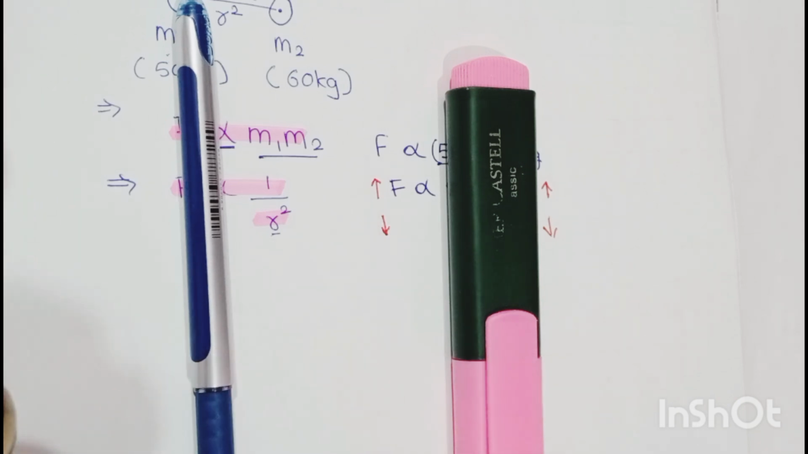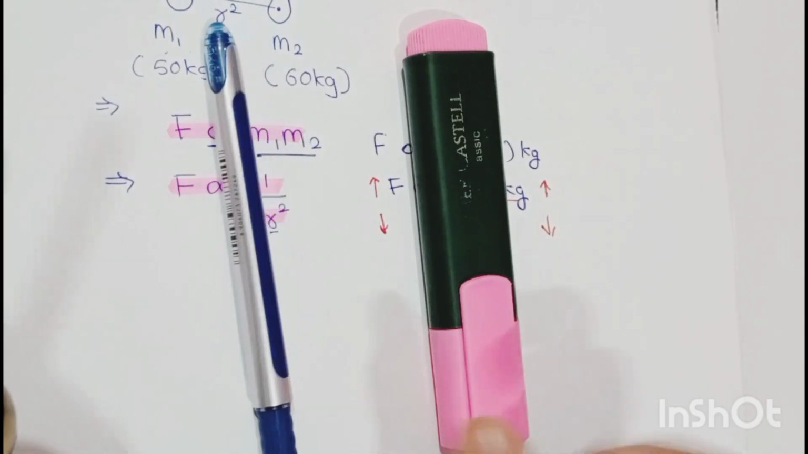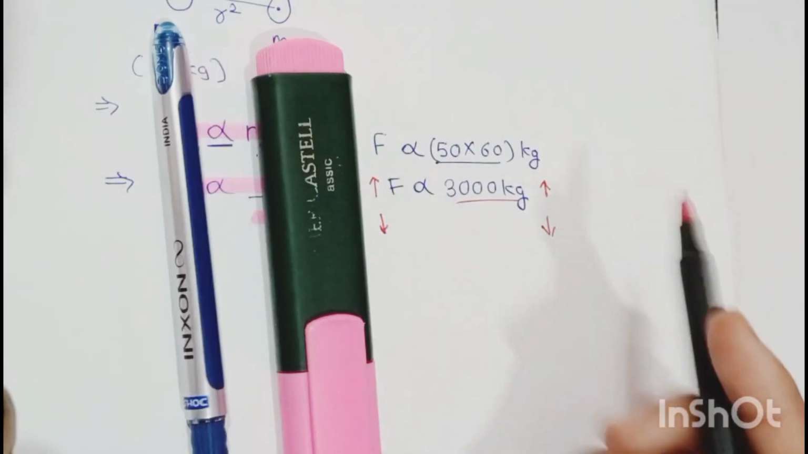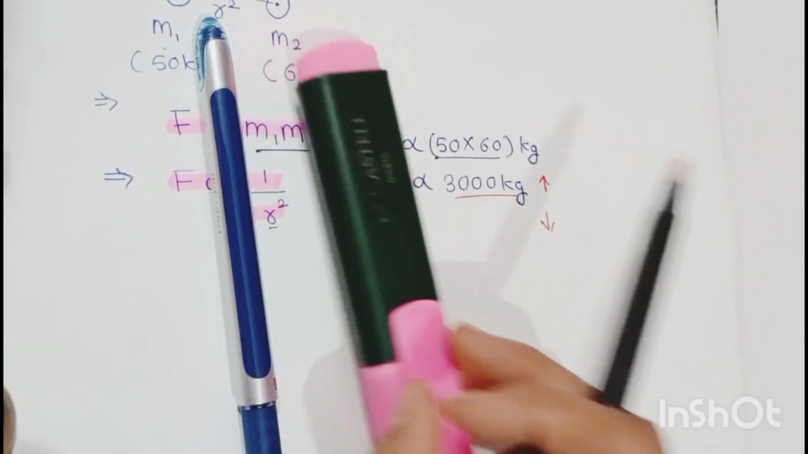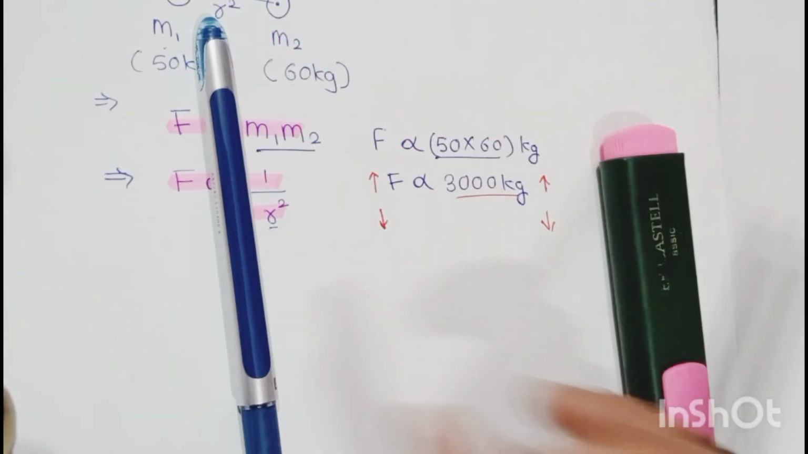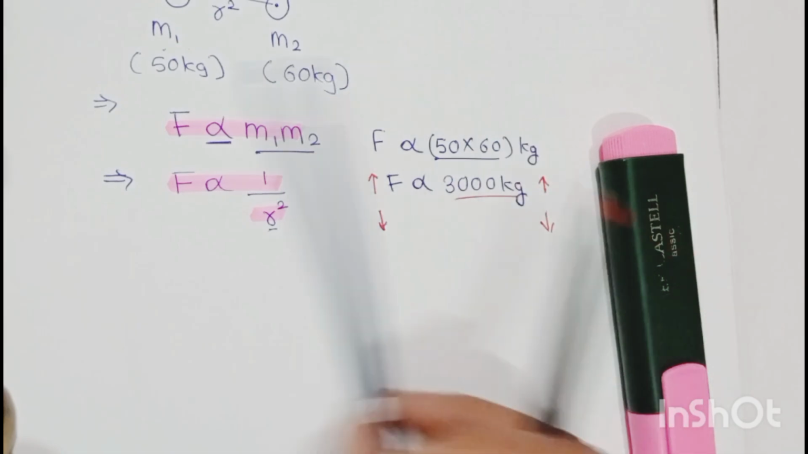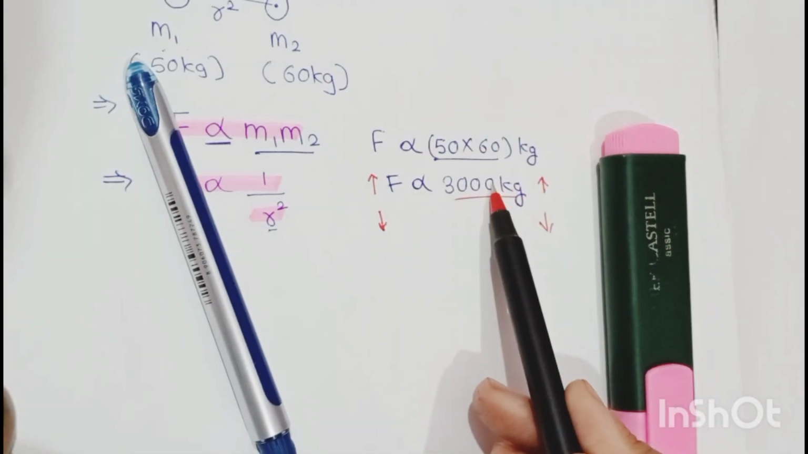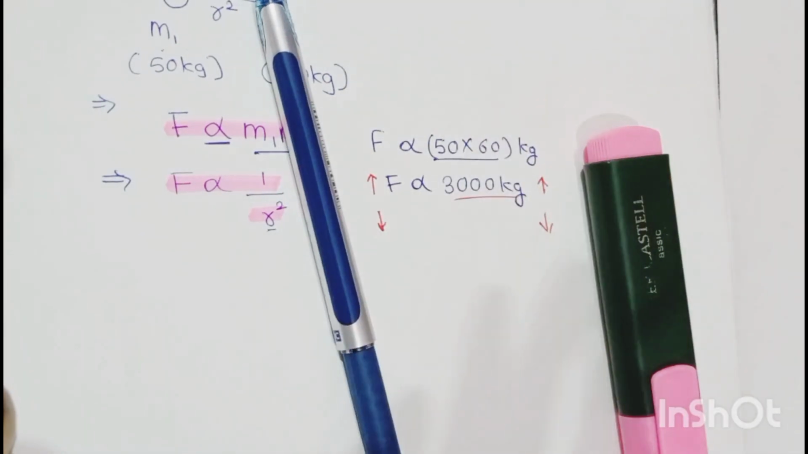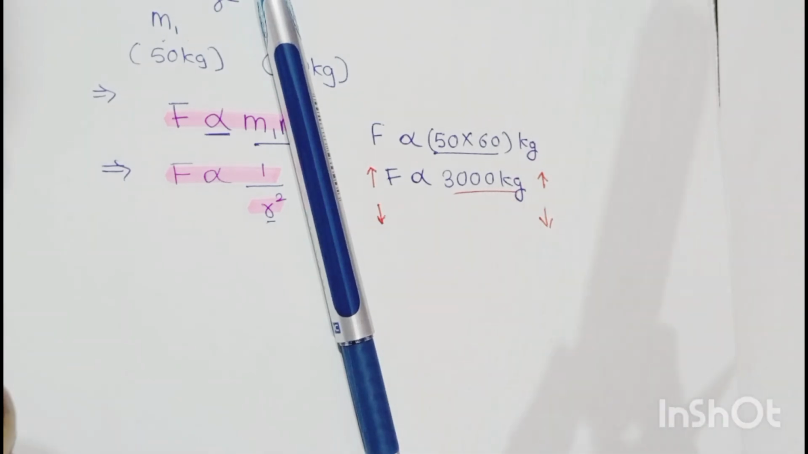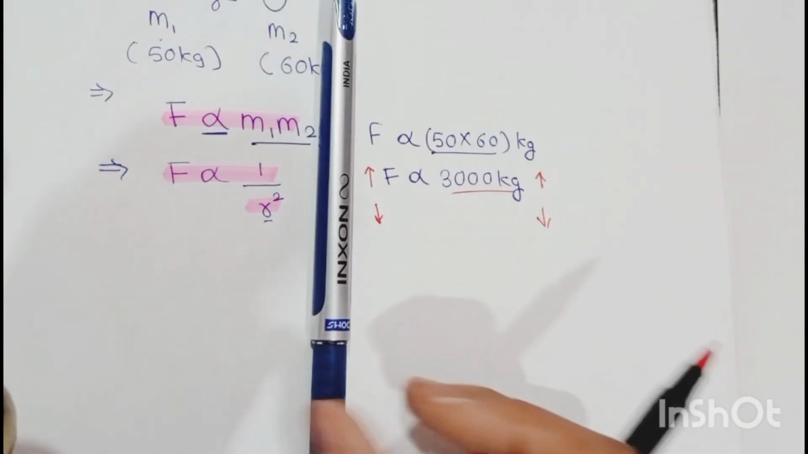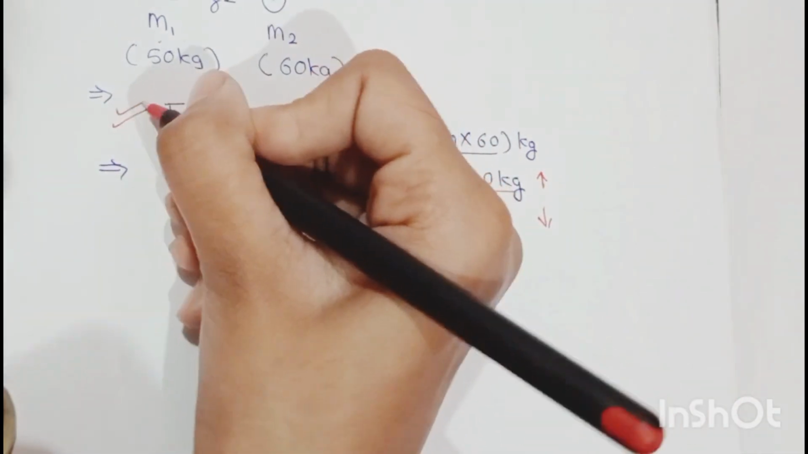Now who has more force and who has less force? This is 60 kg and this is 50 kg. So what we learned is, the higher the mass, the higher the force of attraction. So this has a higher force of attraction as compared to this pen. And if the mass is low, let's say this pen has less mass, then it has less force of attraction than this highlighter. All right, so that was the first thing, and we are clear about this.